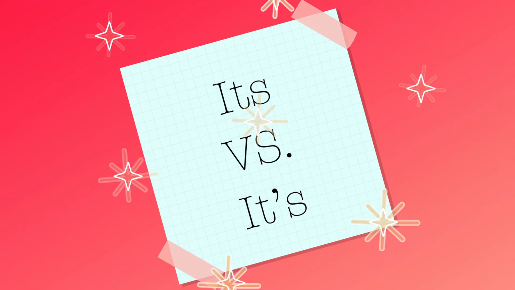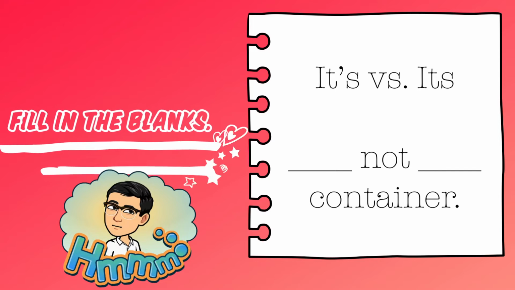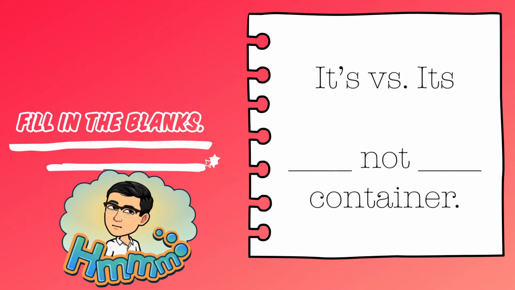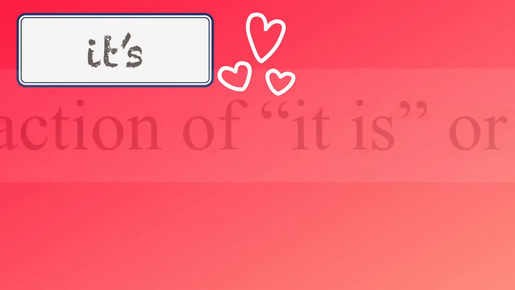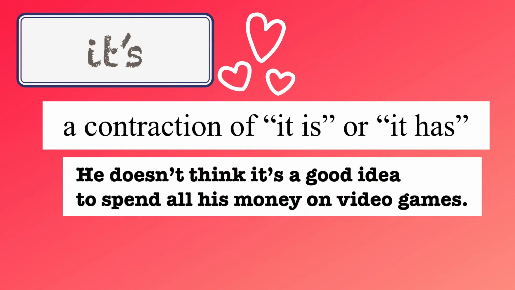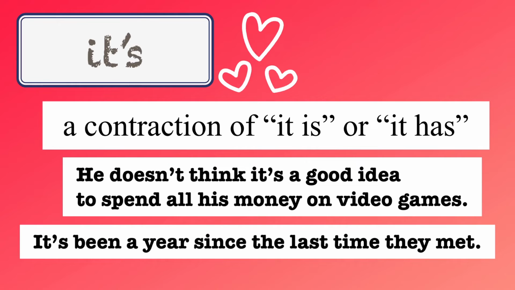It's versus its. Fill in the blanks. I guess the answers are it's net, its container. What do you think? It's with apostrophe. It is a contraction of it is or it has. He doesn't think it's a good idea to spend all his money on video games. It's here is a contraction of it is. Let's have it has. It's been a year since the last time they met.